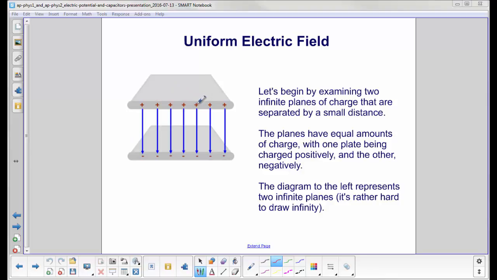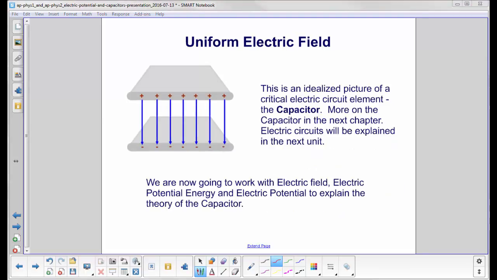The planes have equal amounts of charge, very important. One plane is charged positively, the other plane is charged negatively. This is actually an idealized picture of a critical electric circuit element, the capacitor.